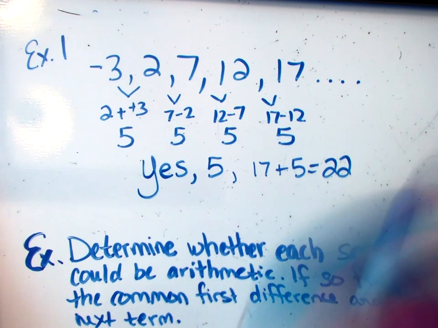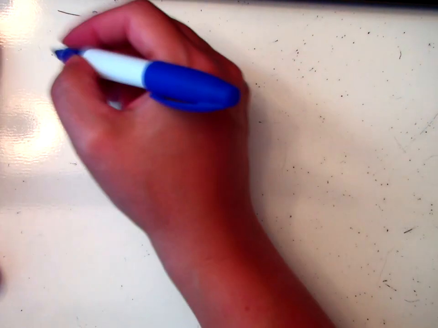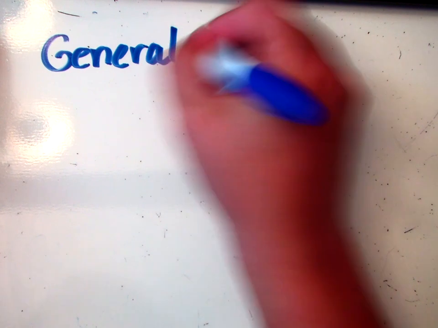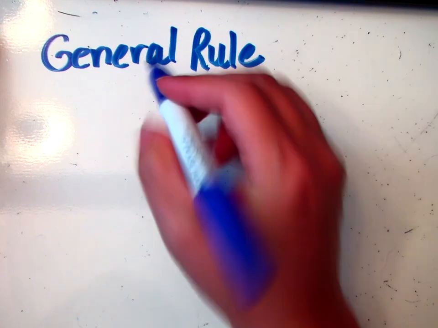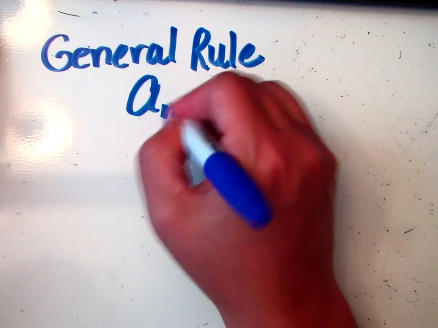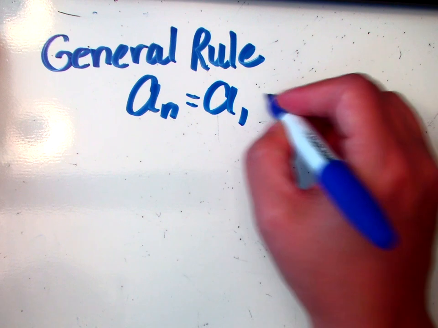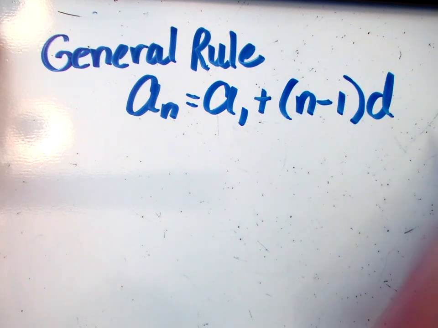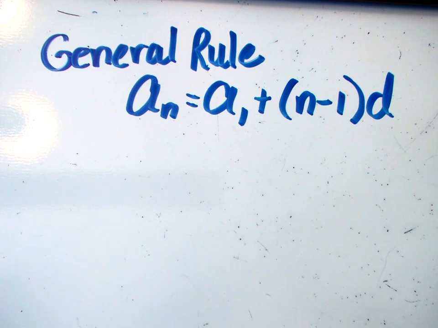Okay? Now, the other part of your homework tonight, we are talking about our general rule. And our general rule is a sub n equals a sub 1 plus n minus 1 times the d. D, again, is common difference.